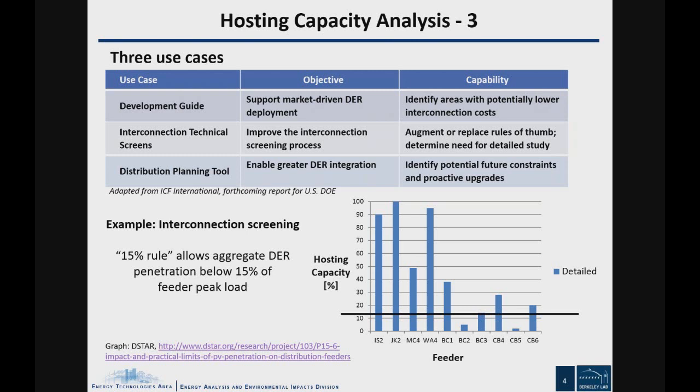And then the final use case is distribution planning. This is where utilities and states could identify future constraints on the distribution grid and perhaps be more proactive with upgrades in certain locations to allow the distribution system to integrate more distributed resources. Next slide, please.